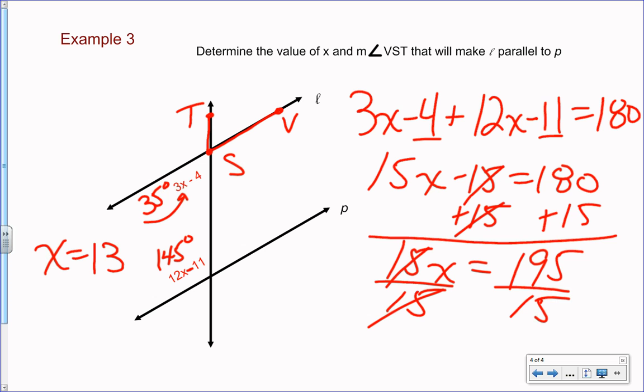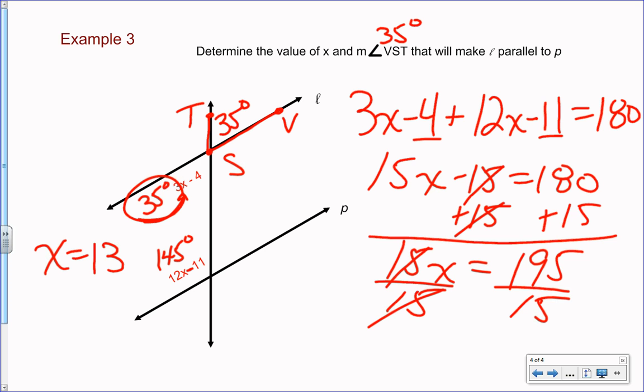Okay, what I was told is that 35, the person was pointing right here, and TSV should be the same, because they're across from each other. Do you always agree with that? What's the vocabulary term I'm looking for here? What type of angles are they? Vertical angles, very good. And we know by default that vertical angles will be congruent. So can we now answer VST? Yes, it is 35 degrees.